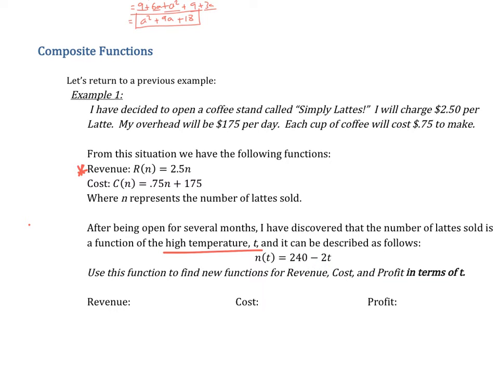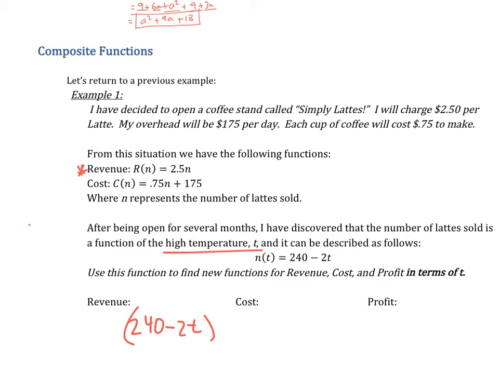All right? And so let's just assume or pretend that this is what I got after months and months of studying the data. From this, we can make a new function for revenue and cost in terms of T. If we look back at our revenue function here, I know that for every latte I sell, I get 2.50. Well, how many lattes am I going to sell? I'm going to sell 240 minus 2T.